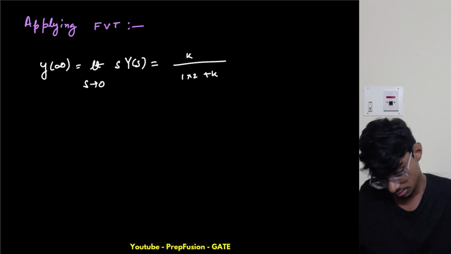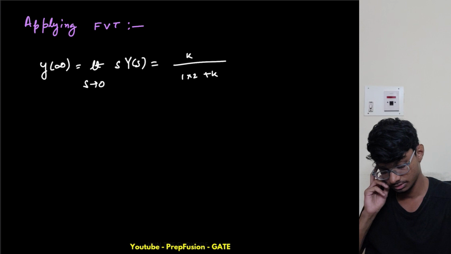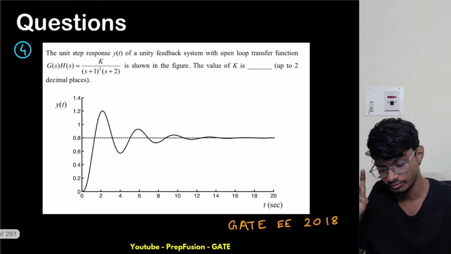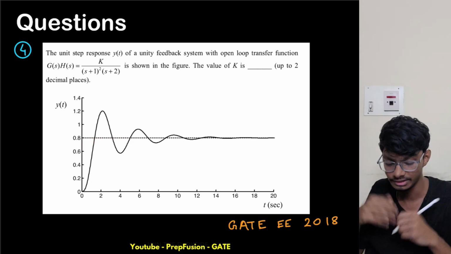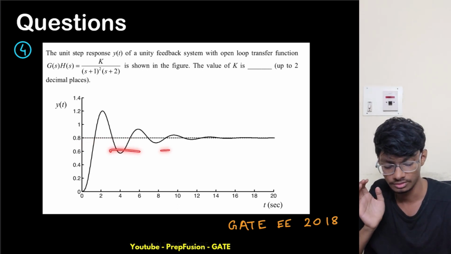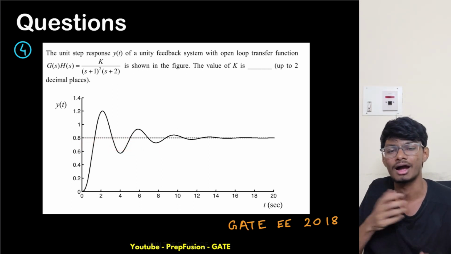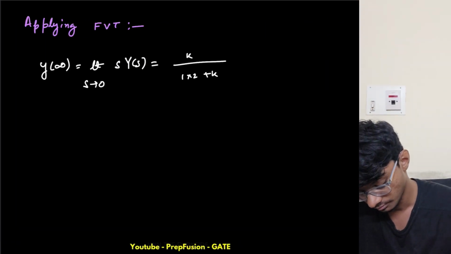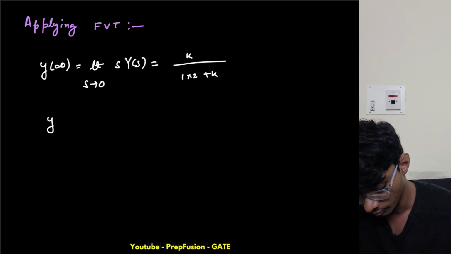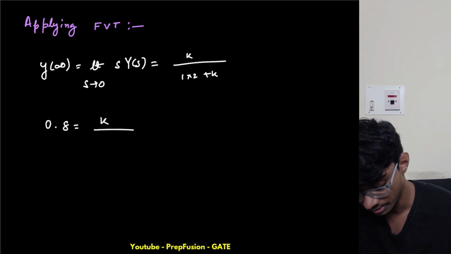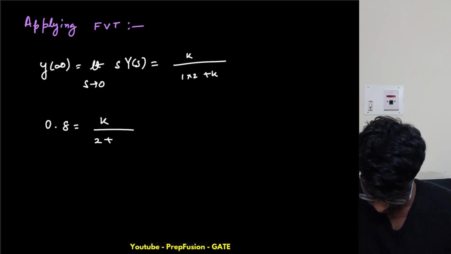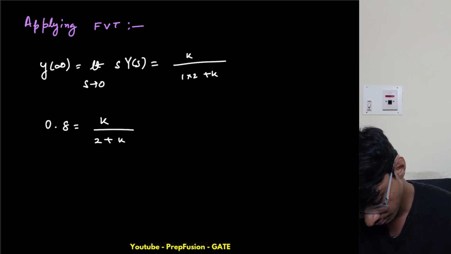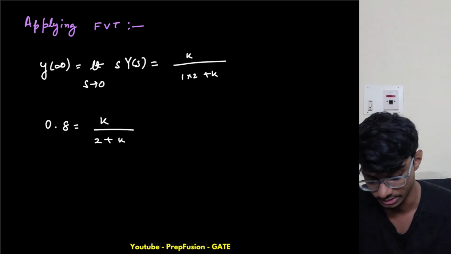Now, what is my Y of infinity? Y of infinity is 0.8. Only this information is given. Anything else I am not able to tell. There are 3 oscillations, but with that I won't be able to do much. So my Y of infinity is 0.8, so I can replace it: 0.8 equals K by 2 plus K. This is 4 by 5 basically.